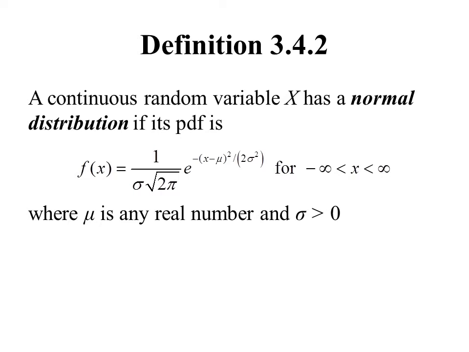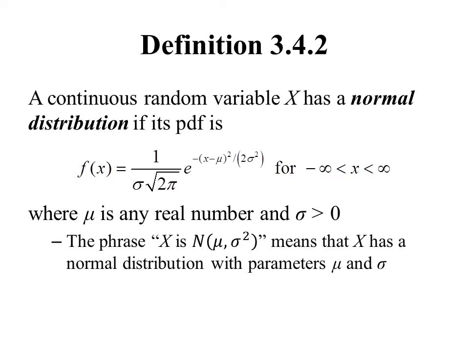Now we're going to define the more general normal distribution. So a continuous random variable x has a normal distribution if its PDF is given by this rather nasty looking function. Again, for x between negative infinity and positive infinity. Now in this PDF we have two parameters, mu and sigma. Mu is any real number and sigma is some positive number. Again, this pi here is the number 3.14. And notice here that we don't use the random variable z. We reserve z for a standard normal distribution. This is the more general normal distribution.